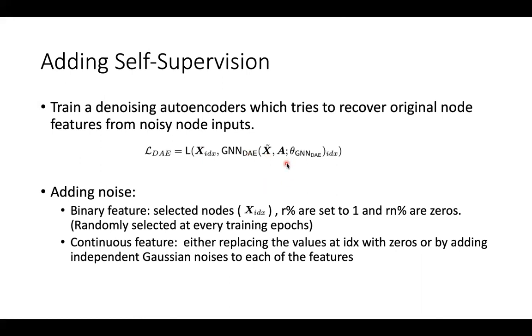And the way they add the noise, if it is a binary feature, they will select these index nodes and set some percentage of them to 1 and the remaining percentage to 0. And this procedure is conducted at every training epoch, so at every training epoch, the noised node features will be different. And if it is a continuous feature, it can either replace the values at this index with zeros or add independent Gaussian noise to each of these features.